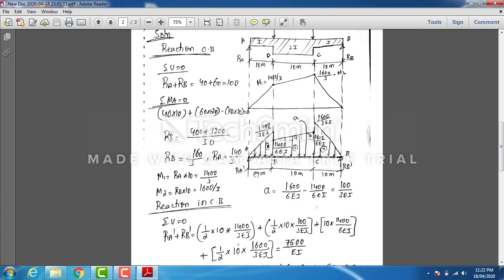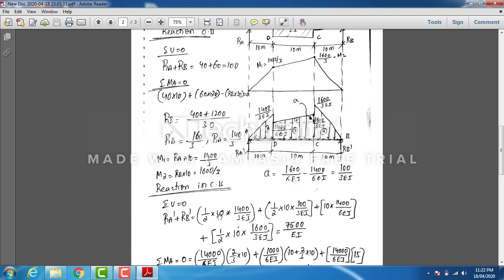So now coming back to finding reactions in the conjugate beam, that is RA dash and RB dash. Let me add the vertical forces. So RA plus RB acting upwards, and the remaining 4 areas are coming downwards. First area is half into base 2, height 1400 by 3 EI. Second area is a triangle, so half into base 10, height 100 by 3 EI.